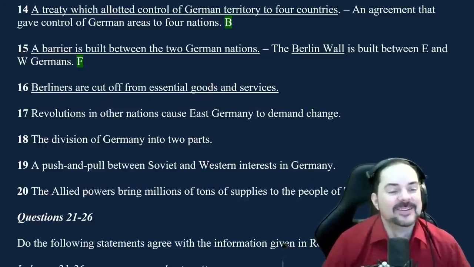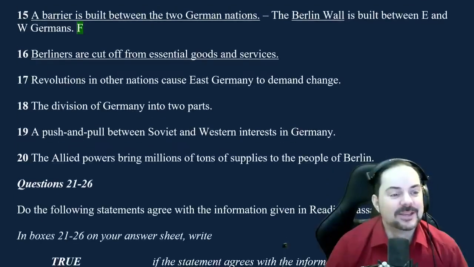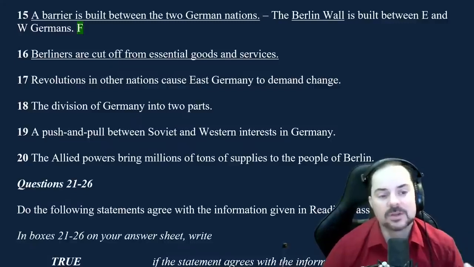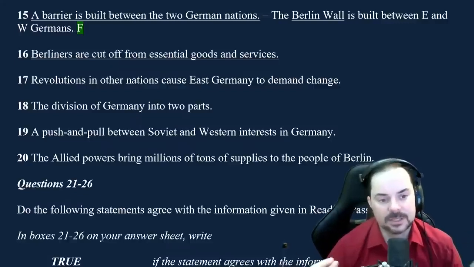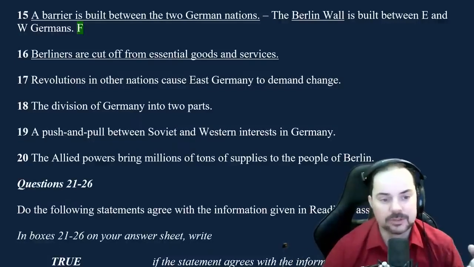All right, Yanni, let's do a question or two here. So here we go. Can you read 16, please, for us? "Berliners are cut off from essential goods and services." Okay, good. So Berliners are cut off from essential goods and services. Now you read the paragraph with us. So what is this talking about? What does this mean? What information is this statement referring to in the passage?